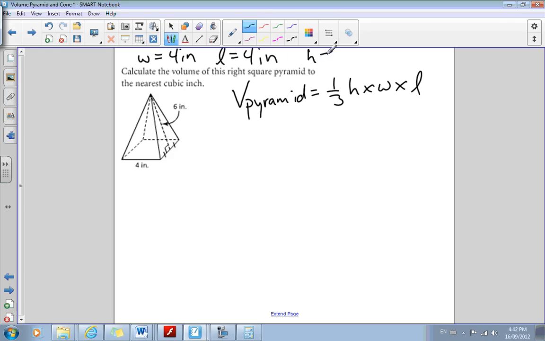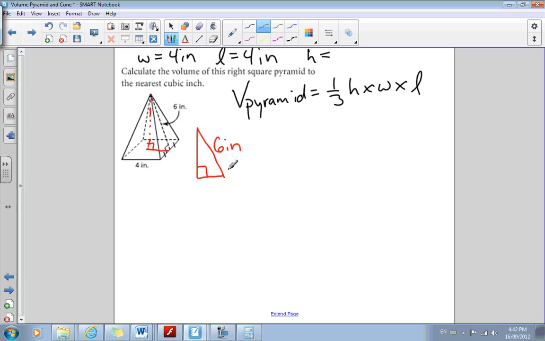But here what we're stuck with is we don't know what the height is right away. We know what this slant is, but remember the height is actually that toothpick that falls straight from the top of the pyramid to the center of the base. It creates that right triangle, which we've already talked about, and we can use Pythagoras' theorem to find the height. So let's pull out that triangle and draw it. So we know the slant is 6 inches.